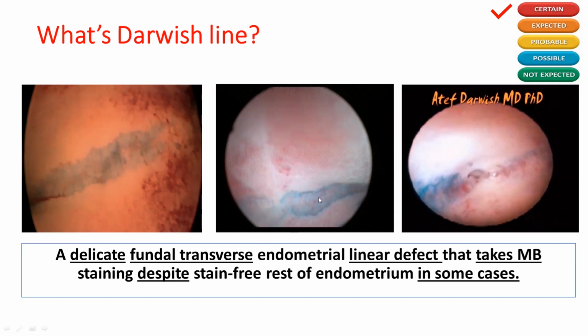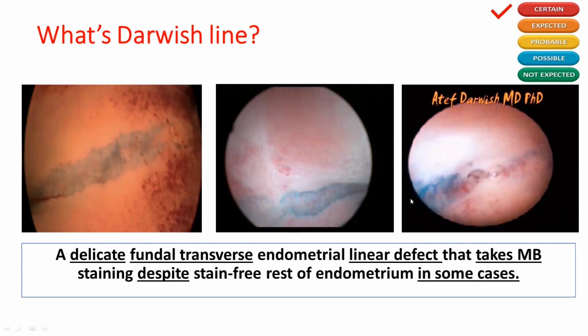Why defect? Because I showed you the epithelium of endometrites is not creeping on this transverse line, is not covering this transverse line. And that takes methylene blue, and the parts of the endometrial cavity that take methylene blue are pathologic parts, either pathologic endometrium or defective endometrium or adhesions. The rest of the endometrium is completely normal and does not stain with the methylene blue, only this part, which is this transverse fundal linear defect.